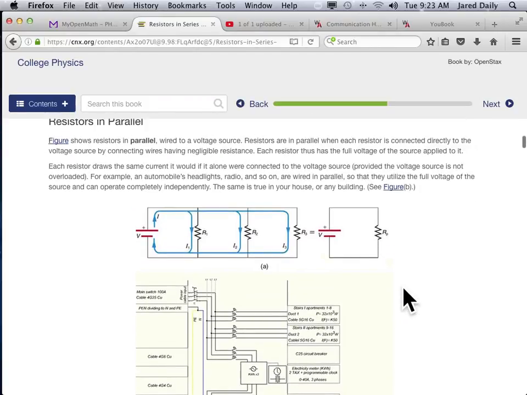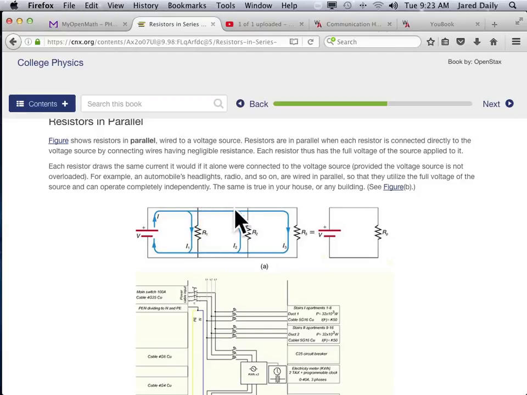So what if they're in parallel? In parallel, it's not so simple. In parallel, you have a current leaving the battery and it comes to this first branch where it has two choices. It can keep going straight or it can go down through the first resistor. And it does both. Some of the current keeps going straight, some of it goes down through the first resistor.